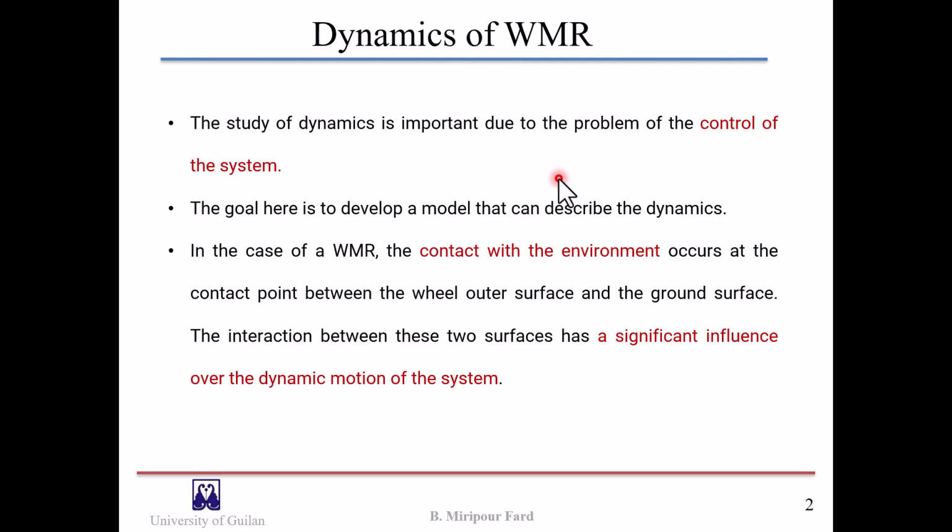In the case of a wheeled mobile robot, the contact with the environment occurs at the contact point between the wheel outer surface and the ground surface. The interaction between these two surfaces has a significant influence over the dynamic motion of the system.